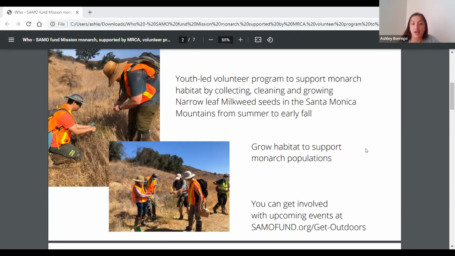We tried to grow habitats to support the monarch populations in the Santa Monica Mountains. There are overwintering sites here. There's also a ton of milkweed meadows here. So we wanted to ensure that we were making those sites or checking in with those sites that they were really pretty and perfect for a pollinator party, like I like to say. So we went out and checked on the seeds so that way we could grow more of these milkweed plants to put in for restoration and such. You can get involved with upcoming events at their Samo Fund Get Outdoors online calendar. Up in the summer, there should be events coming up then.